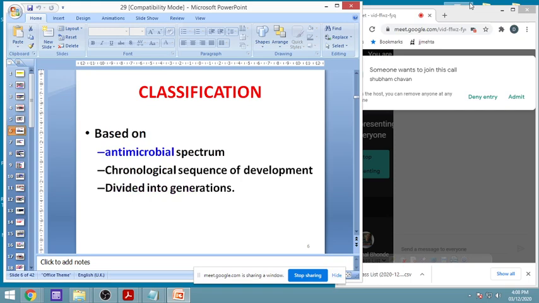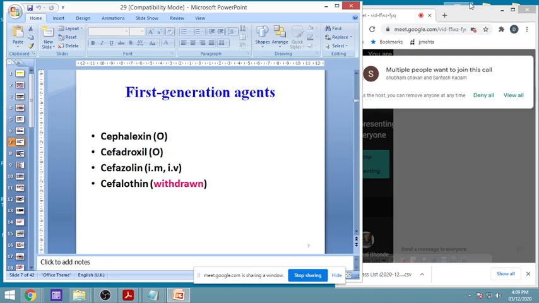Classification: they are based on antimicrobial spectrum, and as the spectrum increases, accordingly the generation increases. On the basis of chronological sequence of development, they are divided into various generations. For example, the first generation were the very first ones which were formed, and they were used in practice for many years. Then the newer generations came.